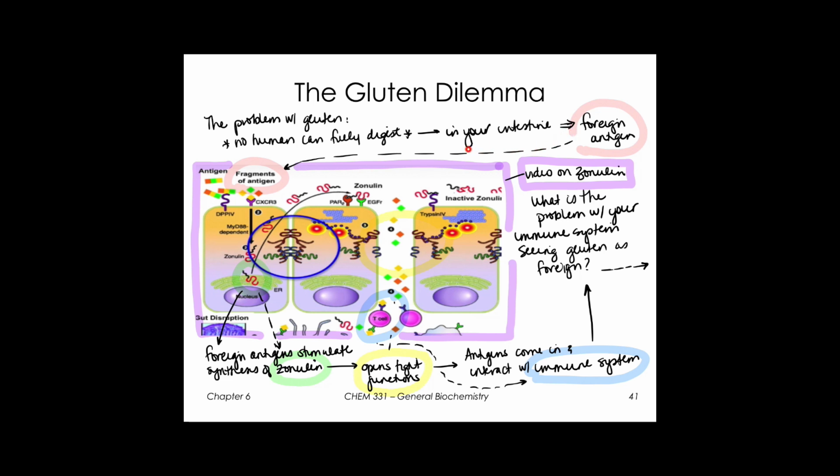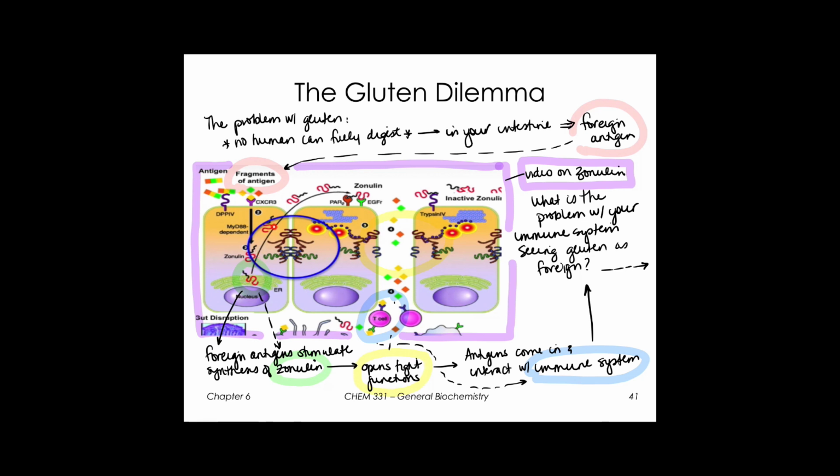And what we know happens with foreign antigens is they bind to receptors on the cell surface. You don't need to know the details of this slide, but you do need to know that there's antigen recognition on the cell surface of your intestinal epithelial cells. It's going to increase the production of something called zonulin. Zonulin is a protein, and what this protein does is it opens the tight junctions.